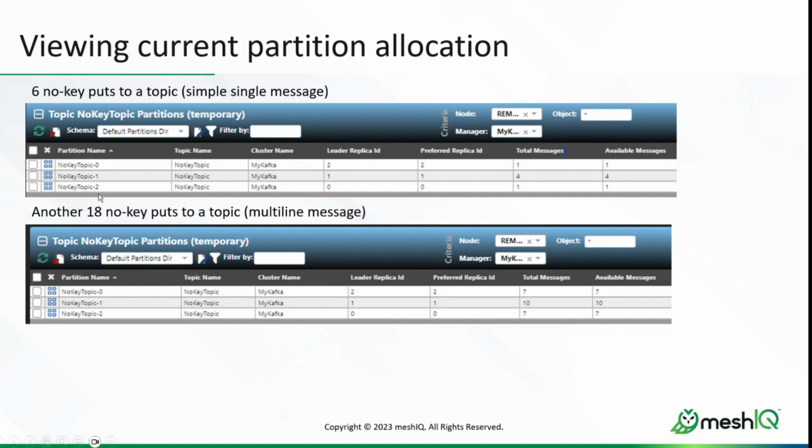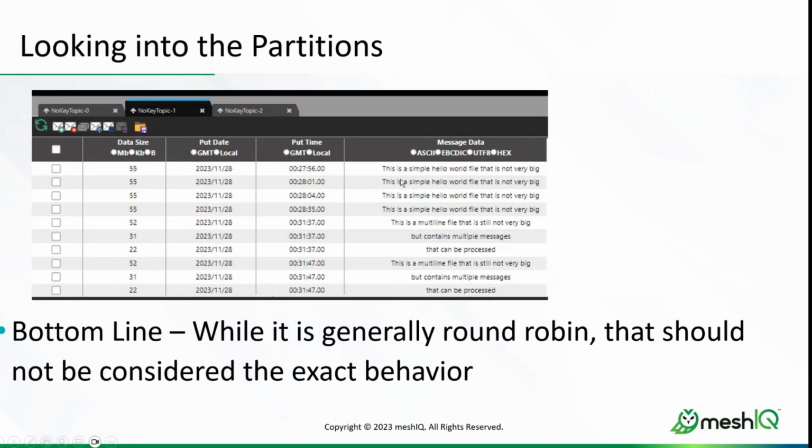Okay. And then I did the same thing. I put another 18 message writes to that topic. And this time it was a multi-line message, so there were 3 messages in each write. And so again, you can see that it split them out. Now this looks pretty round robin. And when I first looked at this, I went, oh, wow, look at that. It evenly distributed them. But it's actually pretty interesting because if I actually go in and look at those messages, it didn't actually round robin them. What it did is it put all 3 of the messages on the same partition.